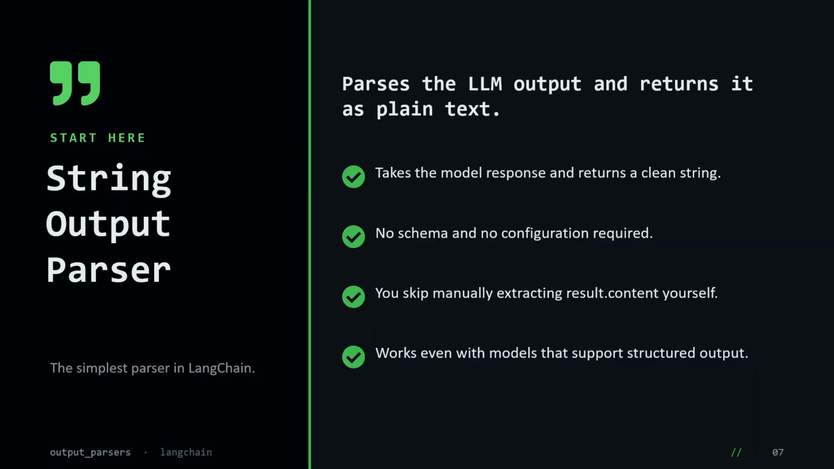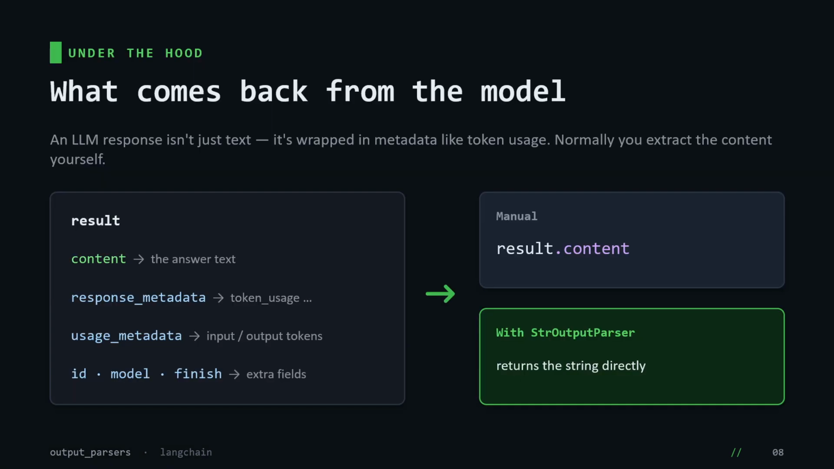The first thing, the string output parser. I'm not going to do any coding exercise on string output parser because it is very simple to understand. And when we learn the JSON output parser or Pydantic output parser, there I might cover a few lines of code for string output parser. So the string output parser basically parses the LLM output and returns it as plain text.